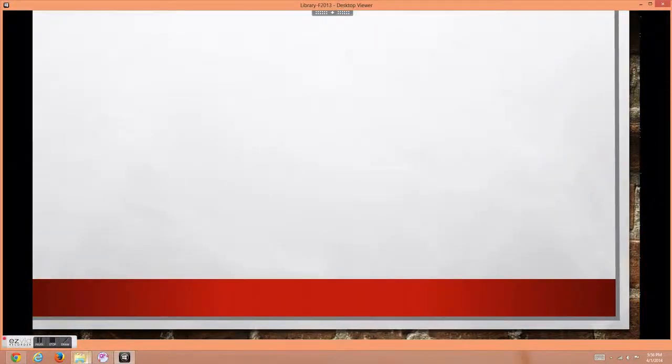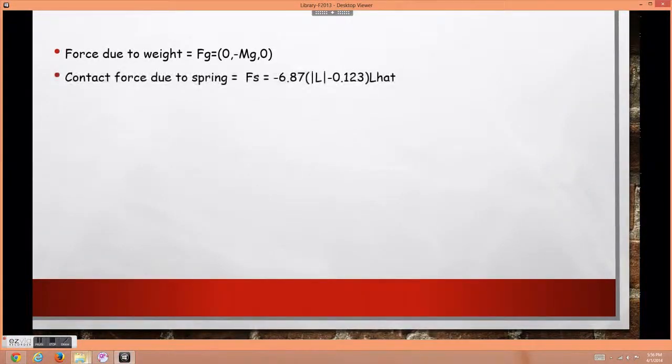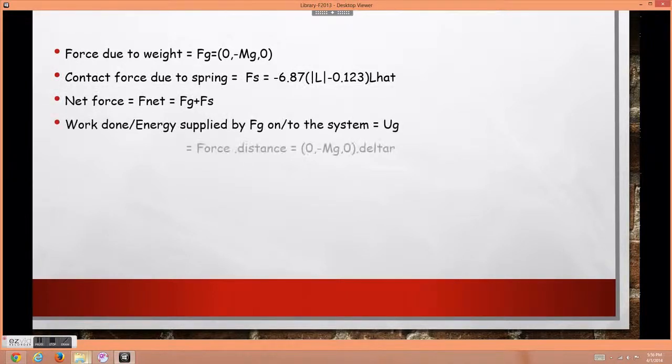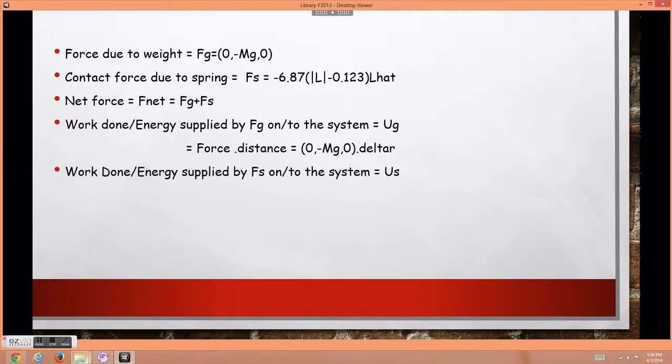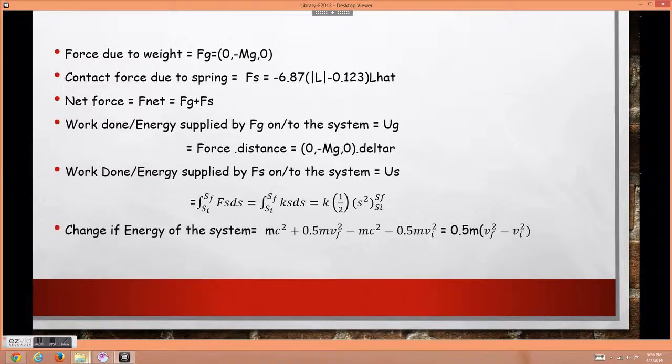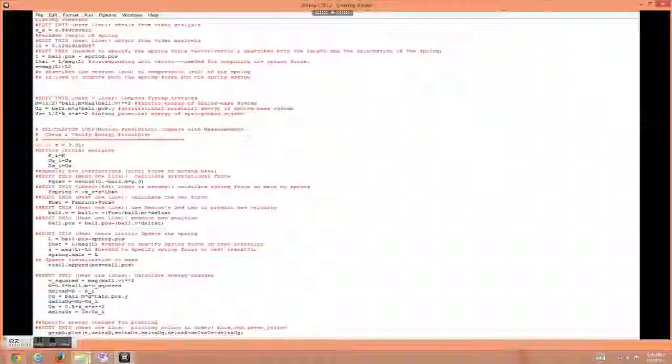Now that we have the work that has been done by Fg, we have to compute the work being done by the spring force, which is equal to Us. This is equal to the integral of Fs ds, which would be equal to half Ks squared from Si to Sf, and the change in the energy of the system is given by half m v final squared minus half m v initial squared.